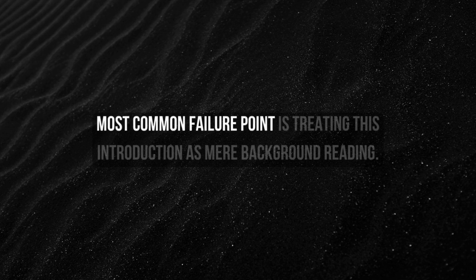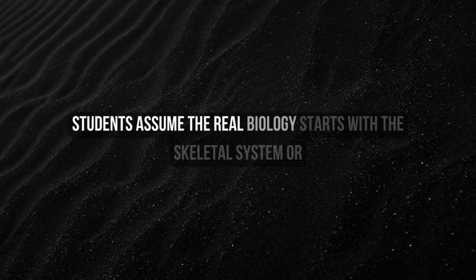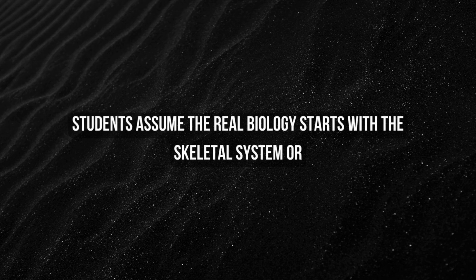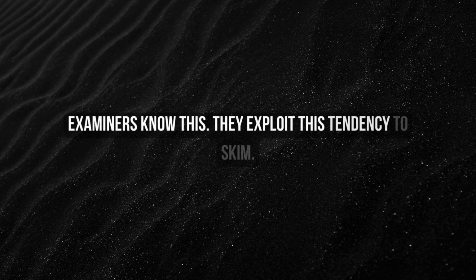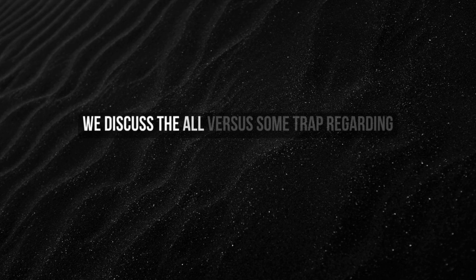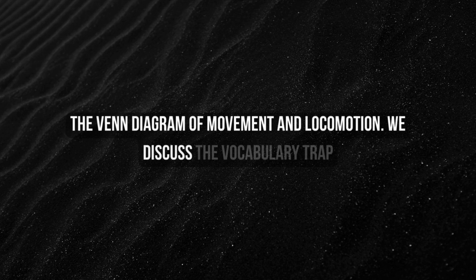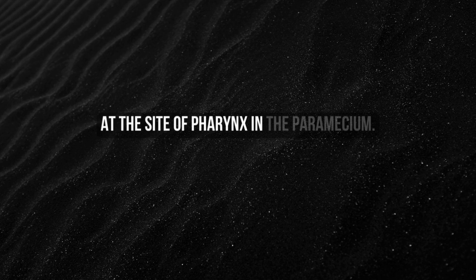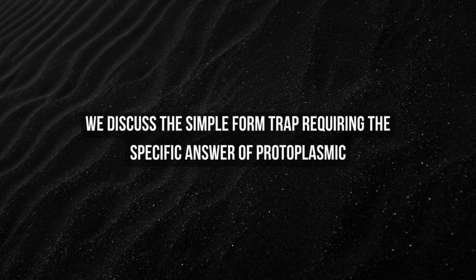The most common failure point is treating this introduction as mere background reading. Students assume the real biology starts with the skeletal system or the sliding filament theory. Examiners know this. They exploit this tendency to skim. We discuss the all versus some trap regarding the Venn diagram of movement and locomotion. We discuss the vocabulary trap of the cytopharynx and the paramecium. We discuss the simple form trap requiring the specific answer of protoplasmic streaming.